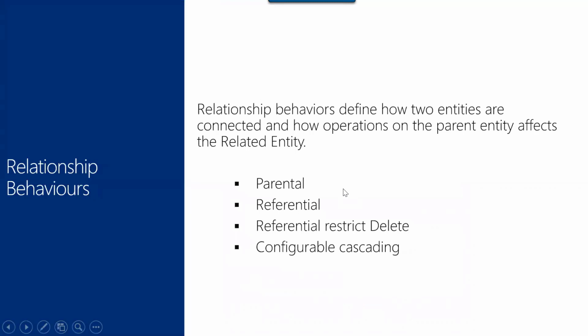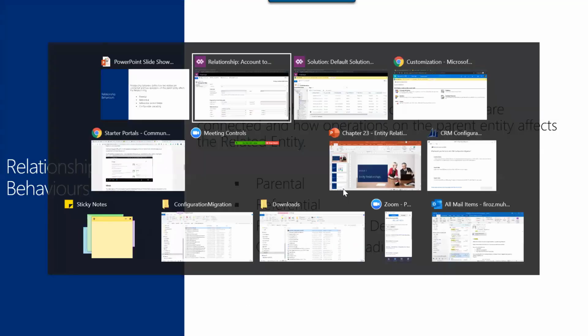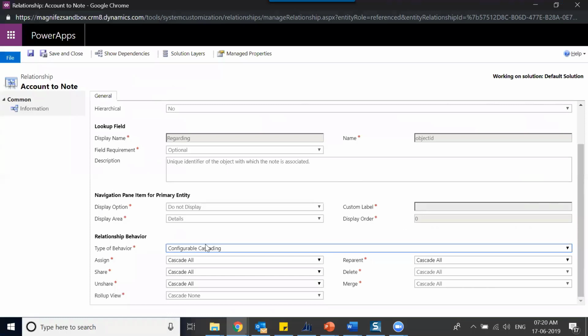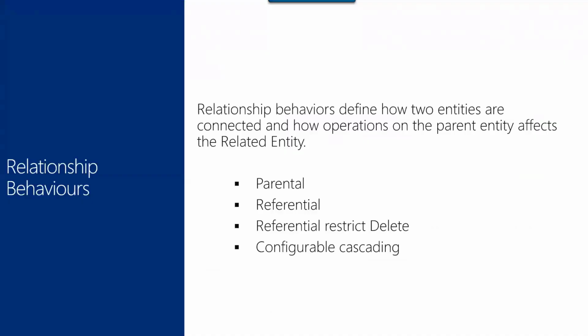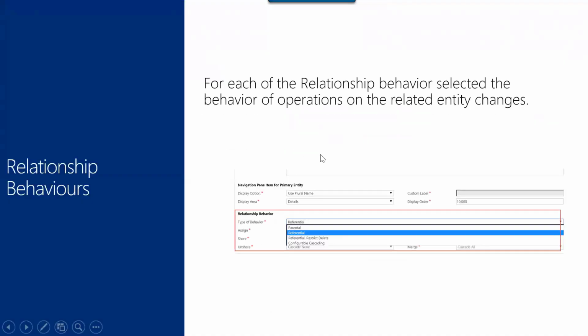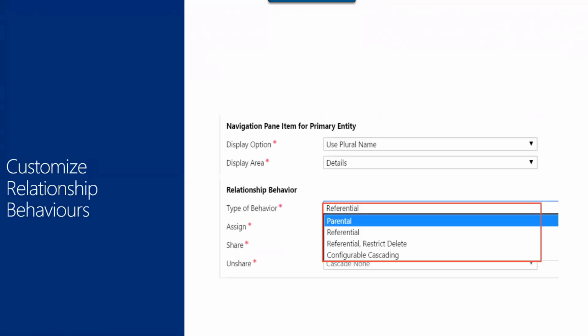Now we need to talk about relationship behaviors. Relationship behaviors define how two entities are connected and how operations on the parent entity affect the related entity. So basically there are four types of relationship behaviors. We'll talk about that. This is where you can access it. For an existing system entity, you will get only two. I'll explain it. First, let's try to create a relationship, then we'll explain this one.